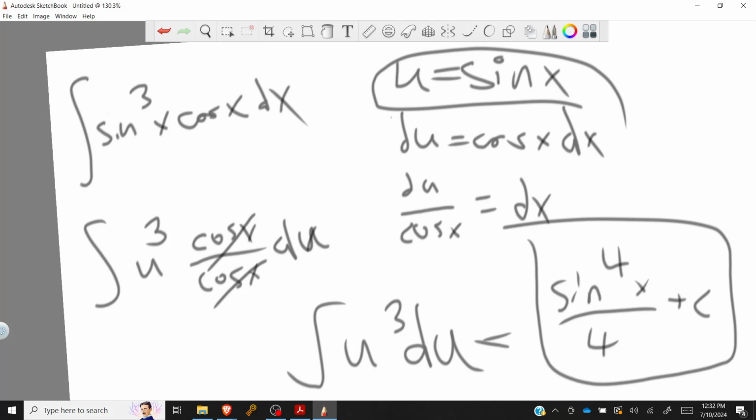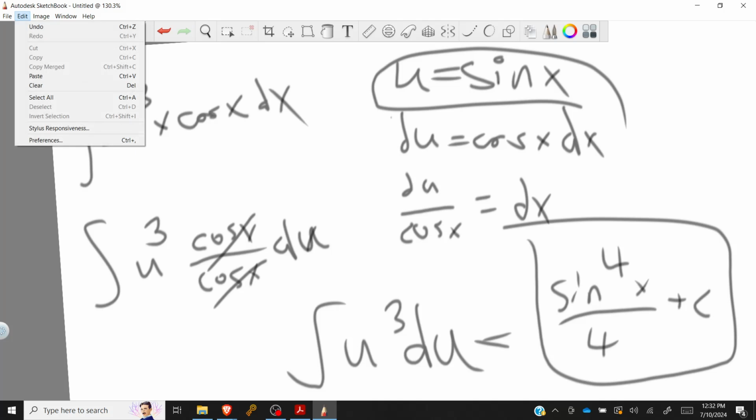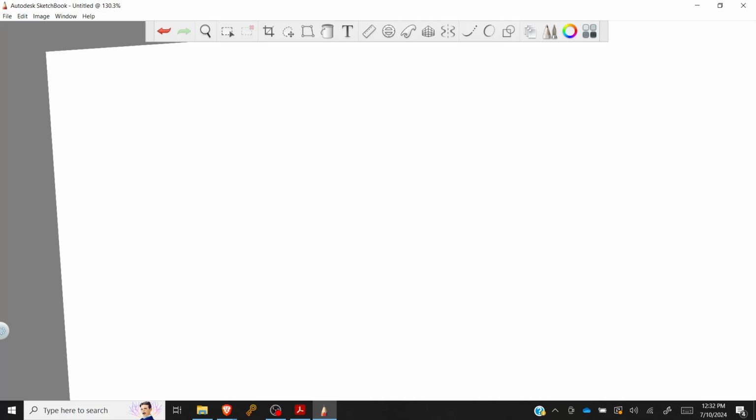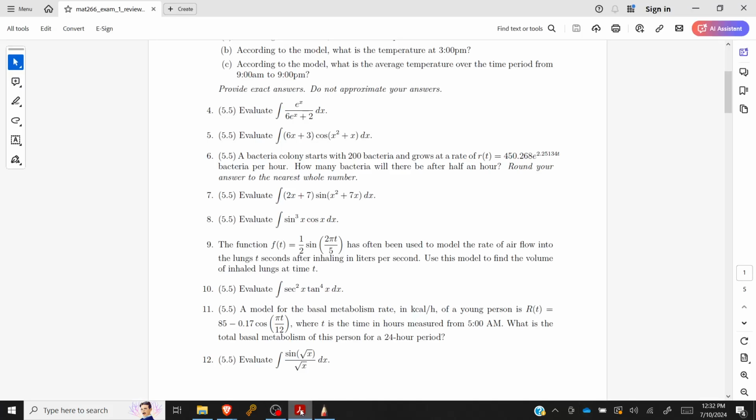So don't make the mistake that I did where you just try to integrate by parts. You might get the same answer, but it's not going to be as easy, especially with trig stuff. Sometimes two equations don't look like they're equal to each other, but they are.